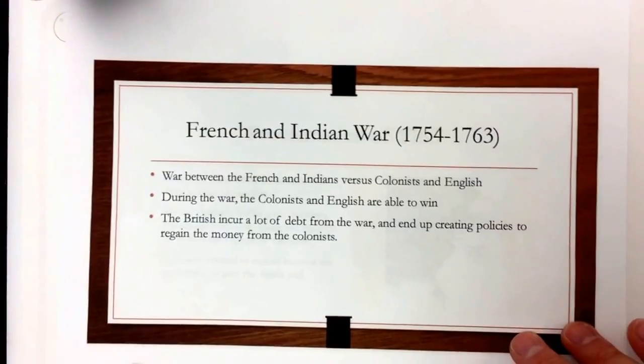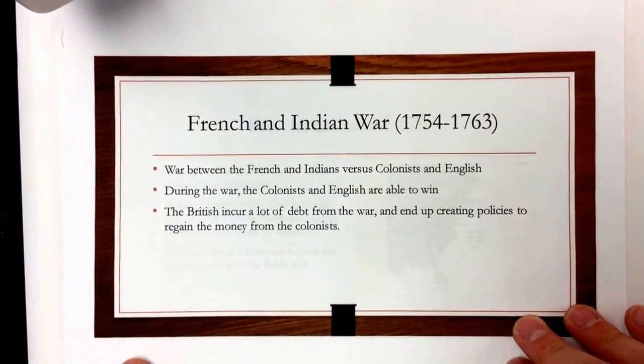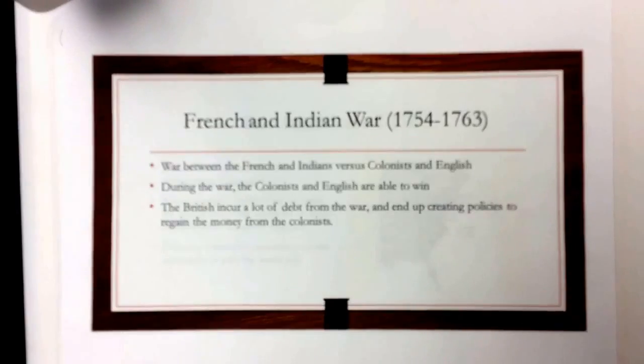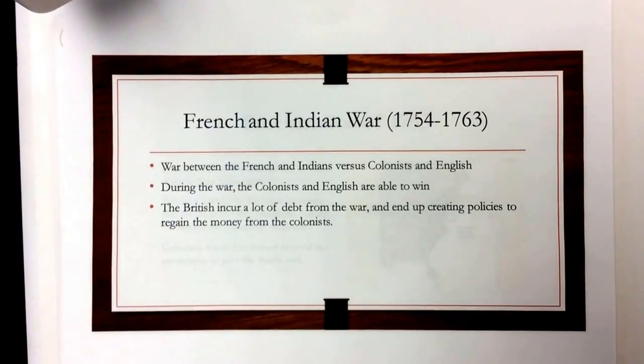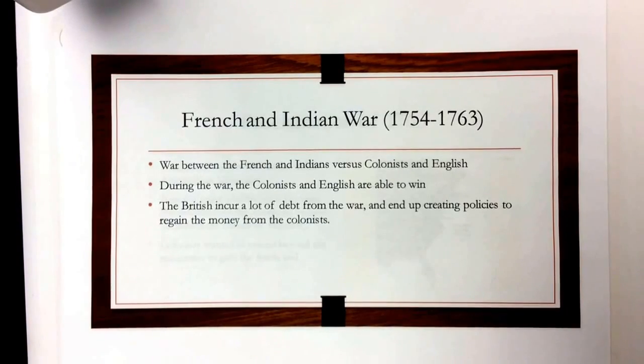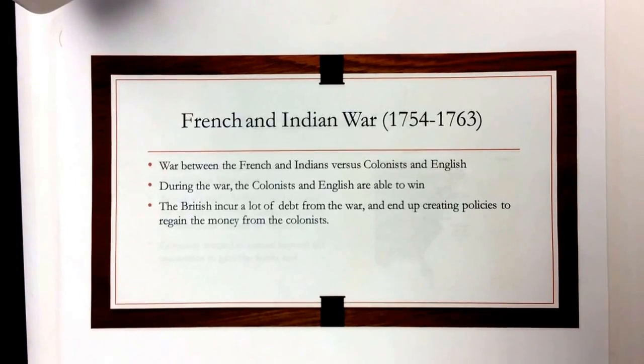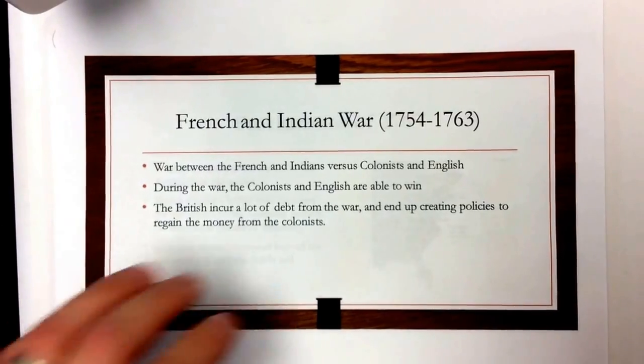Now we're going to start with the French and Indian War. Again, this is the war between the French and the Indians versus the colonists and the English. During the war, the colonists and the English are going to be able to defeat the French and the Indians. They're going to be able to extend their territory west, but the British are going to incur a lot of debt from the war, and they're going to create policies to regain money from the colonists. Their reasoning is that since they had to defend the colonists, the colonists should at least pay them back.